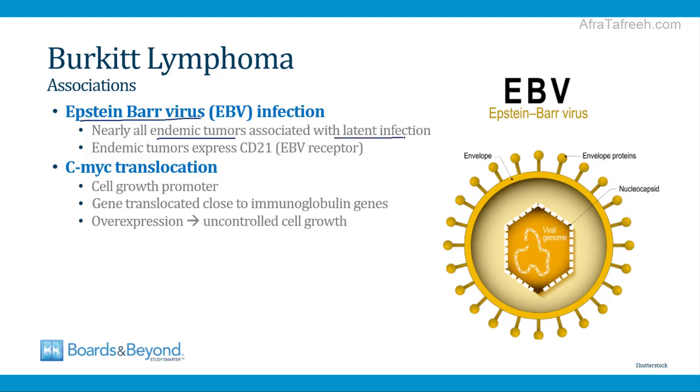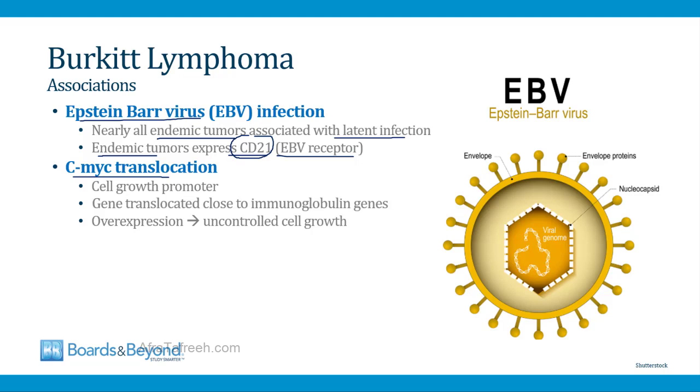Endemic Burkitt lymphoma occurs in Africa and New Guinea, and the endemic tumors express CD21 on their surface. CD21 is a B-cell marker, but it's also the receptor that the Epstein-Barr virus uses to gain entry into B cells. And then the C-Myc translocation is strongly associated with Burkitt lymphoma.